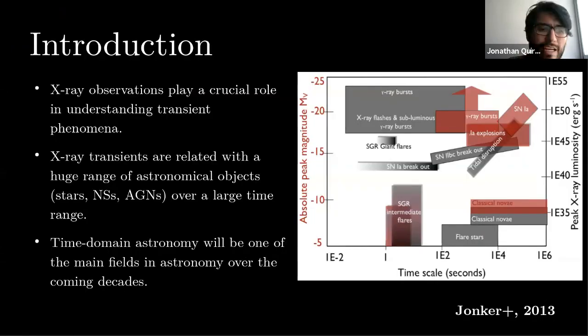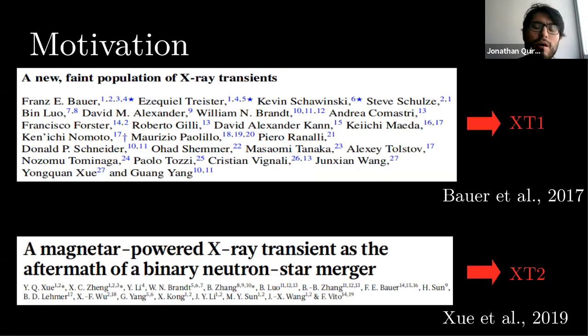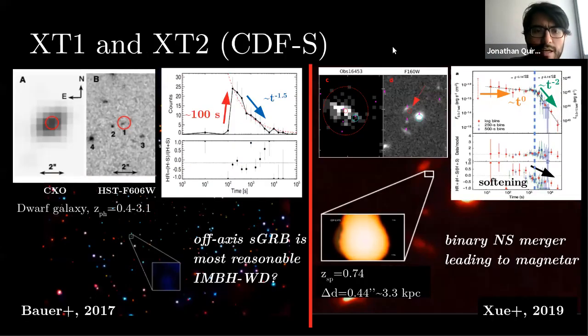So the X-ray transients play a crucial role to understand the physics and the mechanism behind a huge range of astronomical objects from stars to AGNs, and also cover a large time range from seconds to years. And in the next years and decades, several new facilities will help us to understand better what is happening with these objects. And the motivation of my work is related with these new X-ray transients, XT1 and XT2. These objects were discovered in the Chandra Deep Field South.